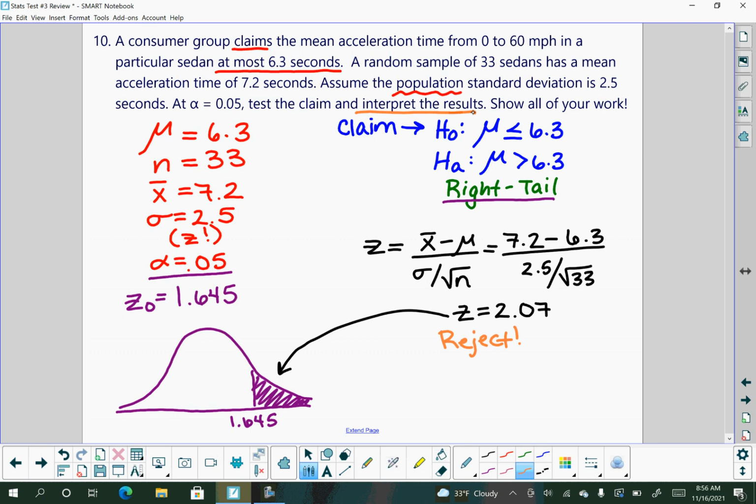In this case, my claim is the null, which means that we are going to say there either is or is not enough evidence to reject. That's what we're trying to do, reject the null hypothesis. In this case, because we did reject, we're going to say there is enough evidence to reject the claim by the consumer group.